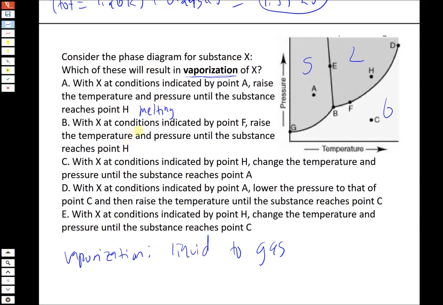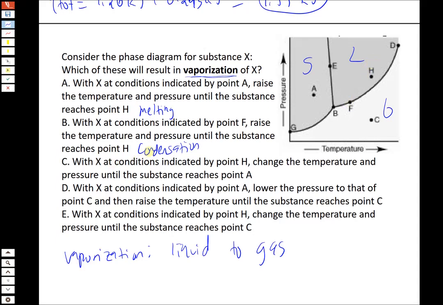Here we're talking about conditions by point F. Point F is on the liquid-gas equilibrium line. Then we want to raise the temperature and pressure until it goes to H. So here again, at point F we have liquid and gas phases because we're at the borderline between them. When we go to point H, we're in liquid only. So this would be considered condensation because we're starting with liquid and gas together and we're changing it completely into liquid. So we do have to know these definitions. But again, this is not vaporization because we're not going from liquid to gas. We're going from a mixture of the two back to pure liquid.